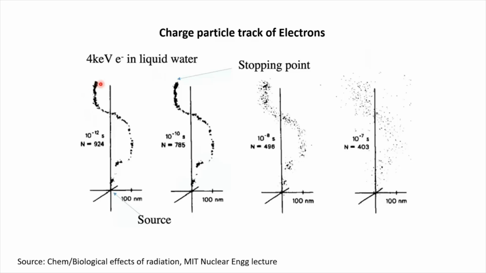Again, if you go up the time scale, you can see that the ionized and excited species along the track keep on diffusing away, and after some time they diffuse to a higher extent. Why it diffuses, I will let you know in the next slide.